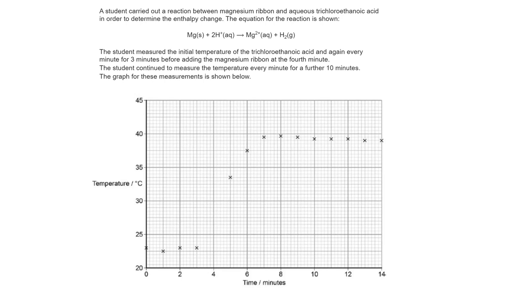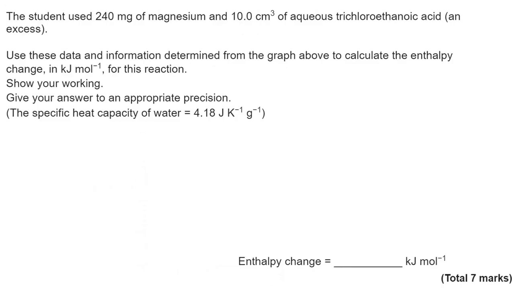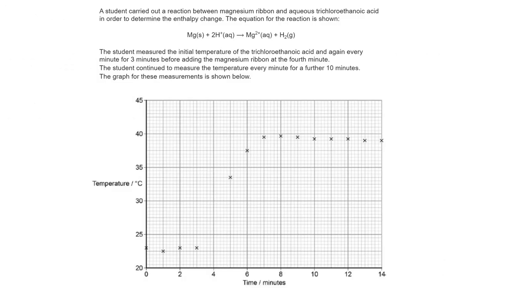So this is the first piece of information, and you're going to be using this graph. And this is the calculation that you are going to be carrying out. So I'm going to go back to the graph and we're going to look at how you do this. You'll notice that we have got temperatures taken up to 3 minutes, and then again from 5 minutes onwards, we didn't take the temperature at 4 minutes. That was the point where the reaction took place, where the magnesium ribbon was added.